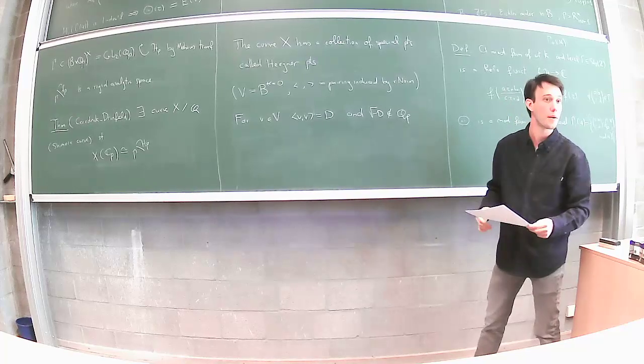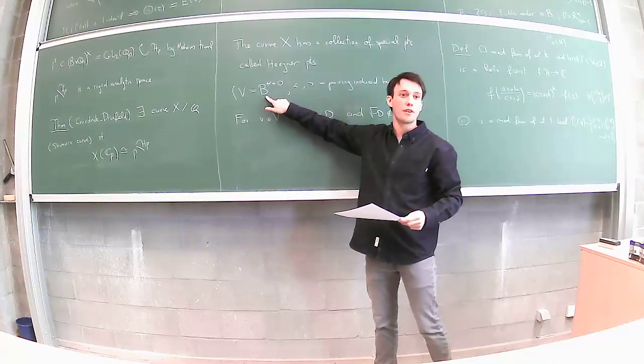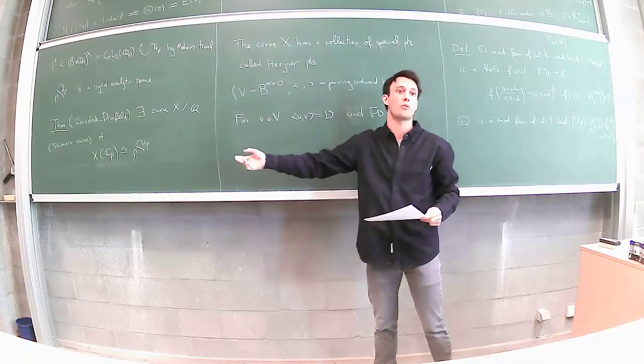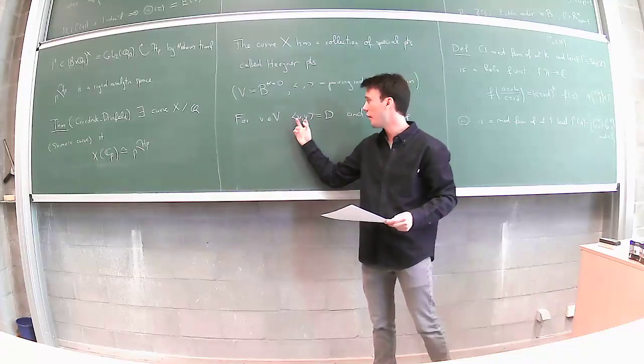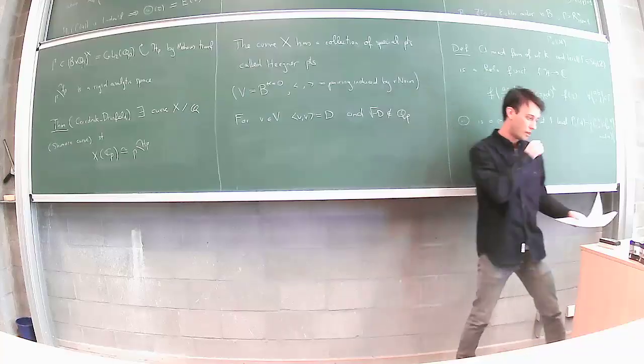Sorry, can you say what this pairing is? Yeah, so in the quaternion algebra, we have a quadratic form, which is the reduced norm form. And this pairing is the pairing such that its associated quadratic form is the norm.